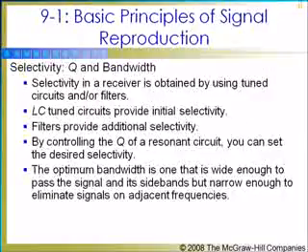Selectivity, Q, and bandwidth. Selectivity in a receiver is obtained by using tuned circuits and filters. LC-tuned circuits provide initial selectivity. Filters provide additional selectivity. By controlling the Q of a resonant circuit, you can set the desired selectivity. The optimum bandwidth is one that is wide enough to pass the signal and its sidebands but narrow enough to eliminate signals on adjacent frequencies.